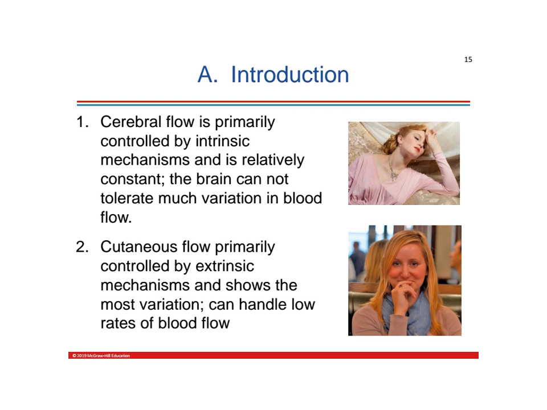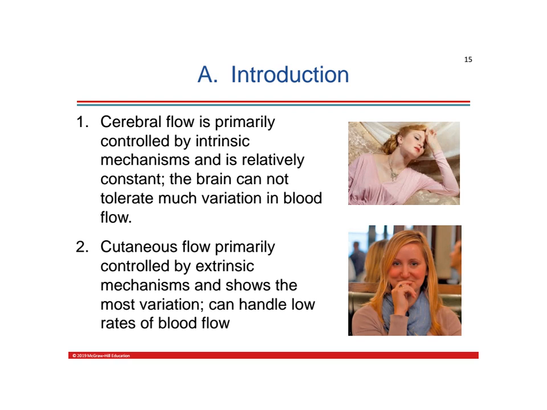In this section of the lecture, we're going to compare two different organs. We're going to compare the brain and the skin because they're quite different in terms of blood flow and blood flow control. The cerebral blood flow is primarily controlled by intrinsic mechanisms and is relatively constant. And the reason for this is the brain can't tolerate much variation in blood flow. So, for example, if you have even a small decrease in blood flow, this will lead to fainting, as demonstrated here. This looks like a sort of fake fainting.